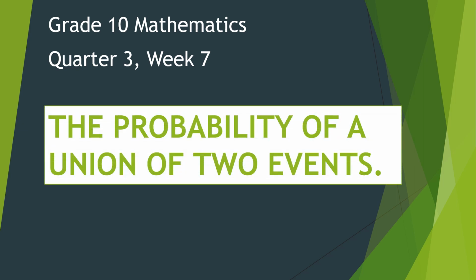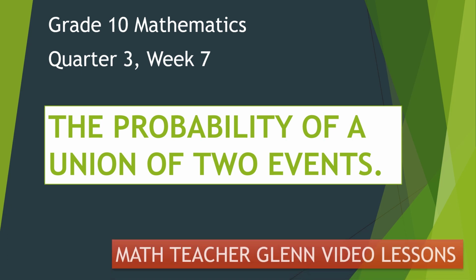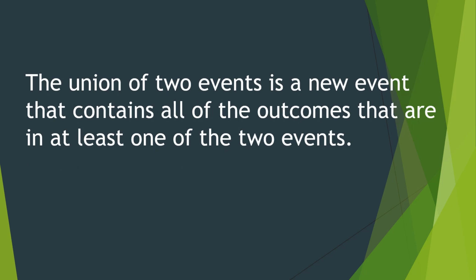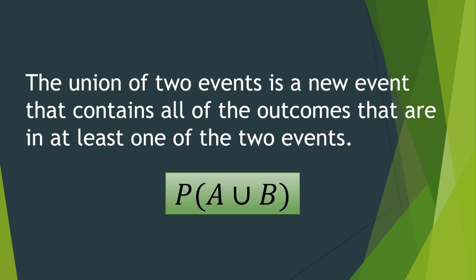This time, we're going to have week 7 of quarter 3, the probability of a union of two events. The union of two events is a new event that contains all of the outcomes that are in at least one of the two events, and it is denoted by P(A union B).